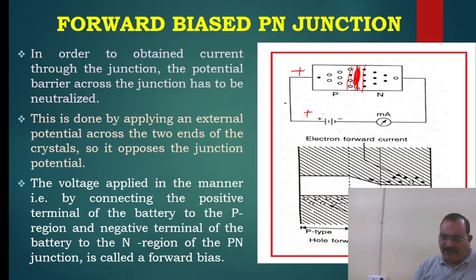If the depletion region width decreases, then resistance also decreases. If resistance decreases, then there is an increase in the current flow like this. So this can be understood by this. In this case, this is P type. This is the potential hill.